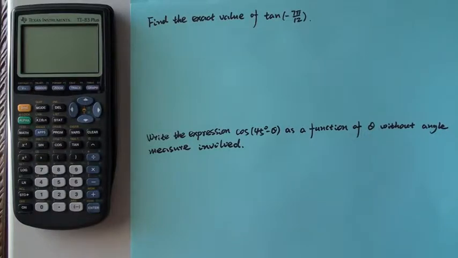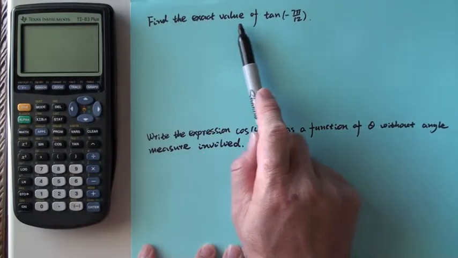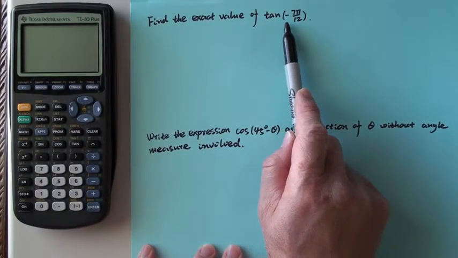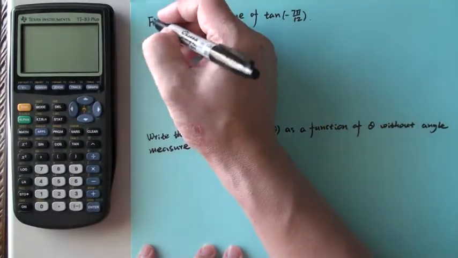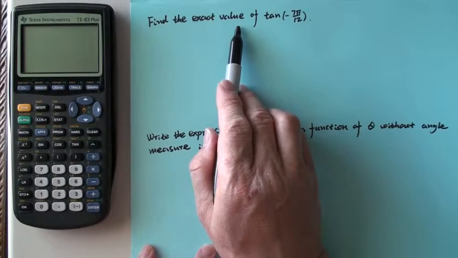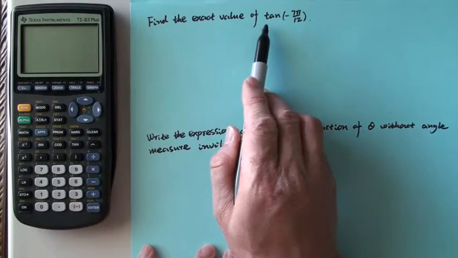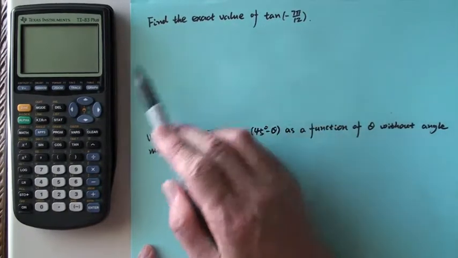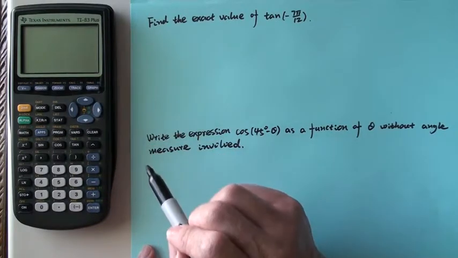In this lecture, we'll look at two examples. The first one is to find the exact value of tanh negative 7 pi over 12. We want exact value, so the approximate value will not be accepted. That means we cannot really use a TI-83 calculator.